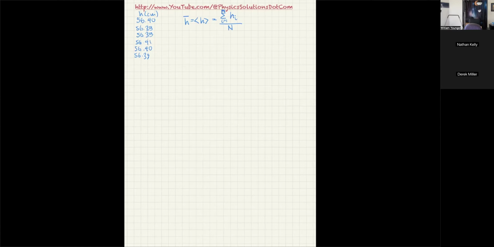So that is our average formula. Let me rewrite it because it was getting so close to that top part it didn't look too good. So it's the summation from i equals 1 to n of h sub i, and then you divide all that by n.